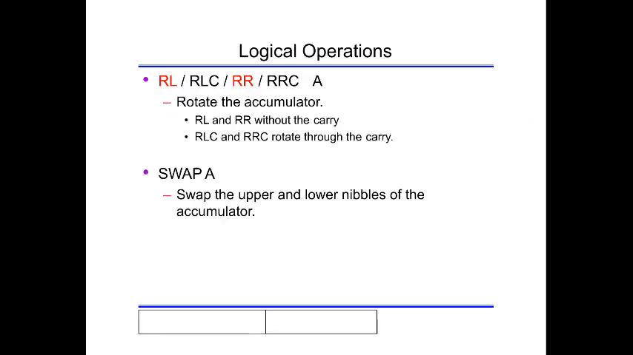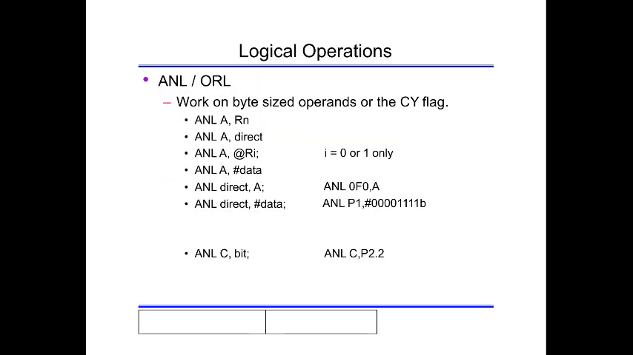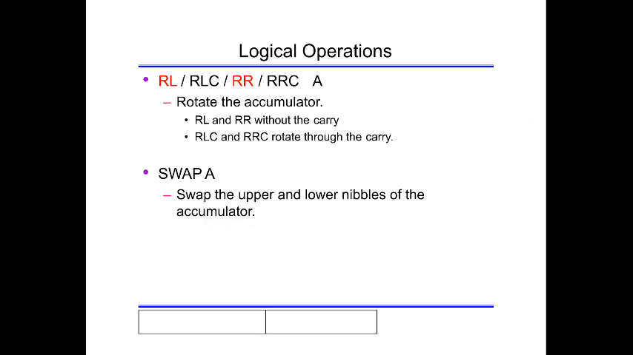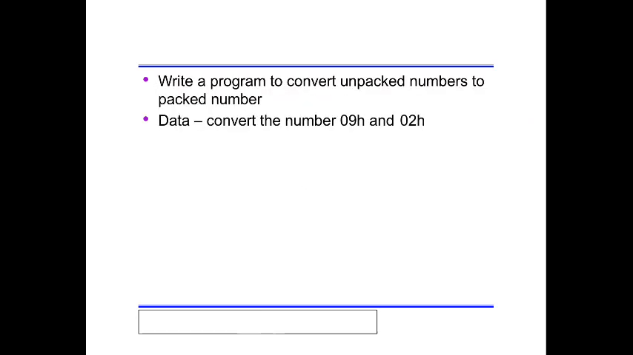So here this was all about your logical instructions. In logical instructions you have AND, OR, XOR, then complement, clear, which we have already seen. In this session we have seen rotate left with carry, rotate right with carry, and swap instruction. Then we have seen two programs based on all these instructions, based on this swap and operations.